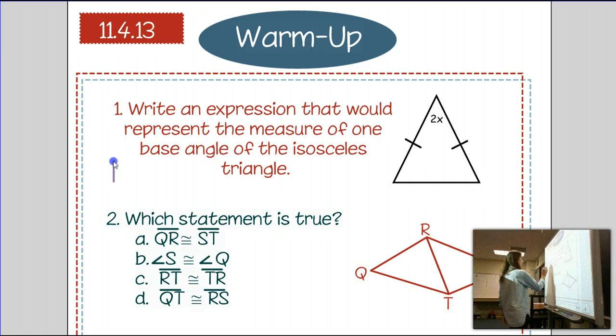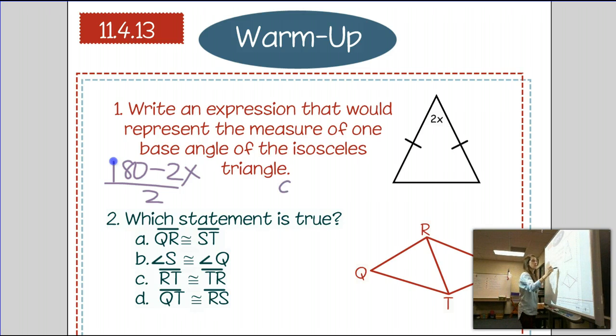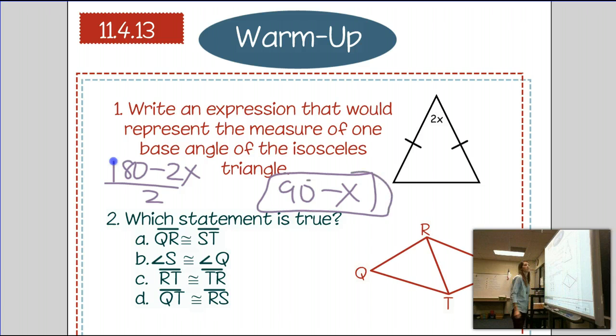180 minus 2x divided by 2. That is the procedure to find the base angle of an isosceles triangle. We've done that many, many times. What's 180 divided by 2? 90. What's 2x divided by 2? X. Final answer: 90 minus x. Everyone should get number 2 correct.